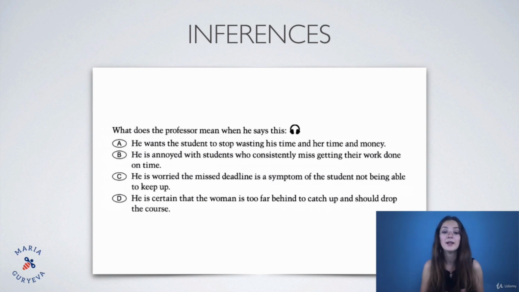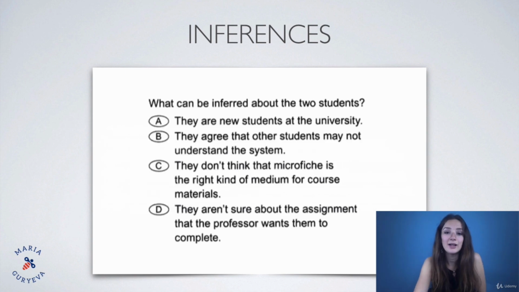What did the professor mean? So you need to figure out what was his reason to say that. Okay, what can be inferred about the two students? Here we have to make a conclusion. This is something that they did not say, right? They were just talking about something, and then we made a conclusion. We make an inference, like what were they talking about?